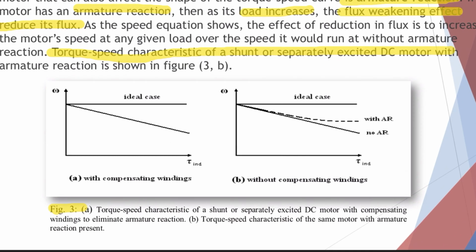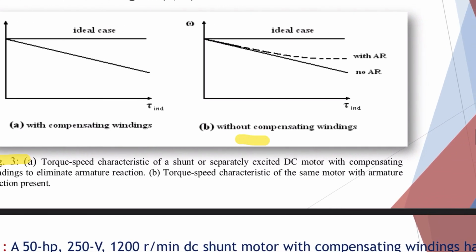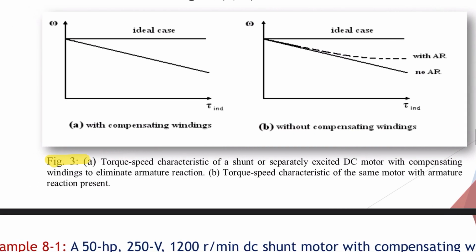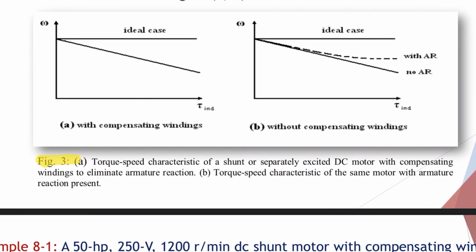Okay, this is the terminal characteristic for both. As you can see, this is A. This is with compensating windings. This is the ideal case. This is for separately excited DC motors, and this is the normal case. There will be a drop in the speed as the load increases.